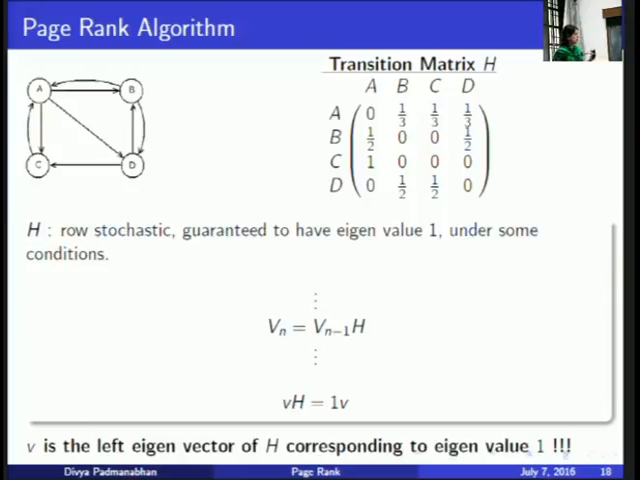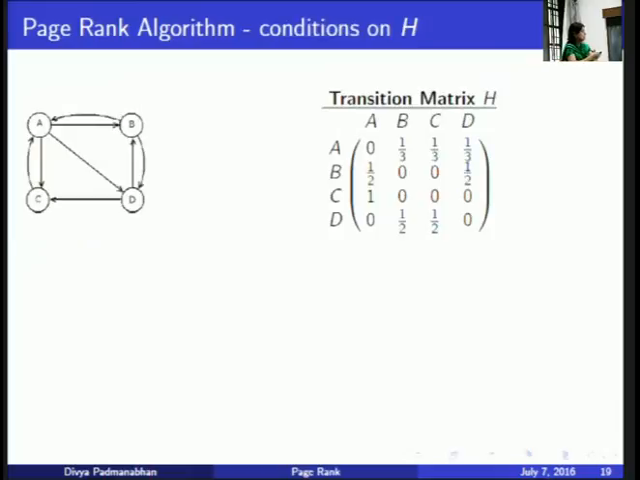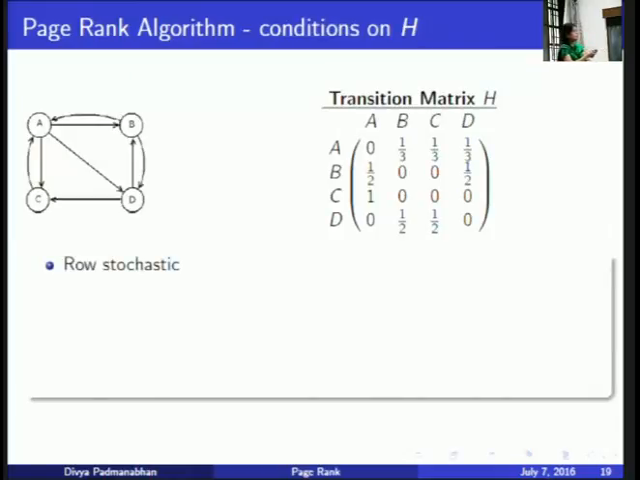So this is how you compute the vector V. It turns out that this gives you an idea of the importance of a page, because it is the probability with which you will hit that page in the long run. Now this matrix looked very good, the rows sum to 1 and some other conditions were all satisfied. So let us see what those conditions are.